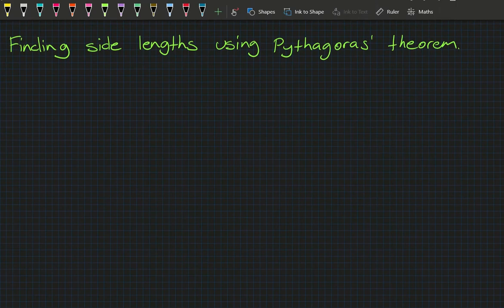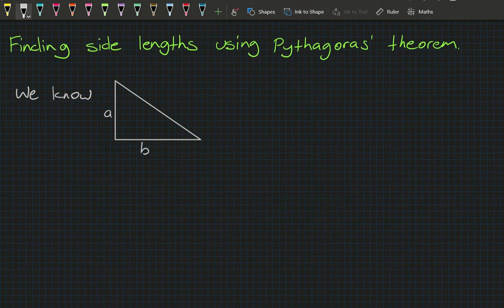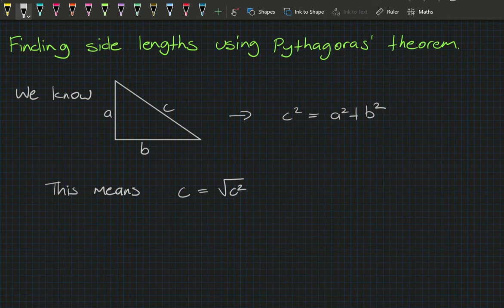You'll soon prove that it's true, but we already know that if we have a right angled triangle with side lengths A, B and C, then C squared is equal to A squared plus B squared. So recalling our work with square roots, that means that C is equal to the square root of C squared. And because C squared is equal to A squared plus B squared, we know that C will equal the square root of A squared plus B squared.